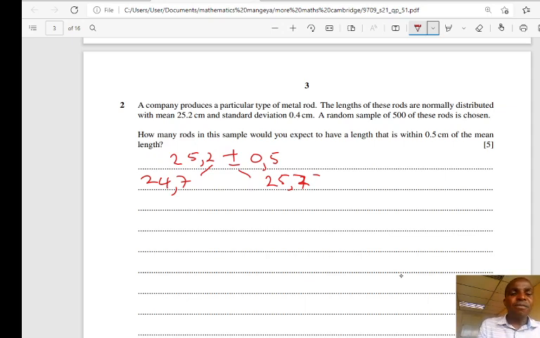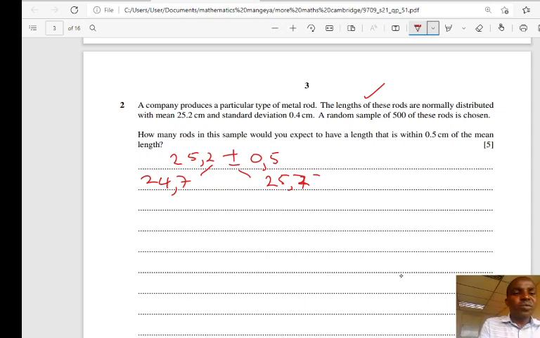Right, so first thing, we have the length of the rod here in this case. What you have to do is to find the probability or the percentage of those whose length lies within 0.5 centimeters of the mean length. After that, you multiply by 500, the number of rods that has been chosen.